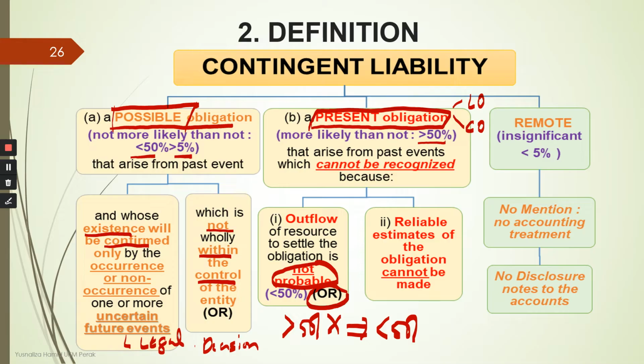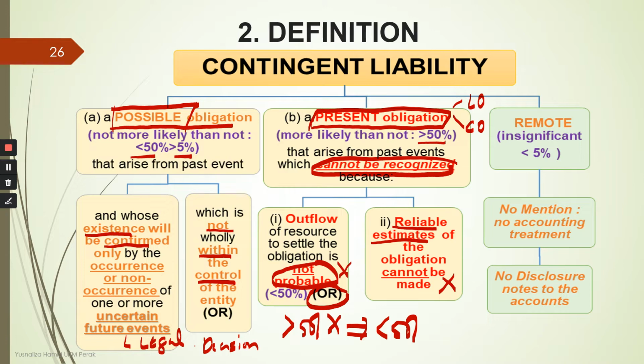You have a problem where you do not have reliable estimates of the obligation. So the 50% probability is met, but you don't have the amount that you think would be the reliable estimate for you to actually set aside. You don't have that amount. So that is also a liability that cannot be recognized, because either this is not met or that is not met, or maybe both are not met, right?